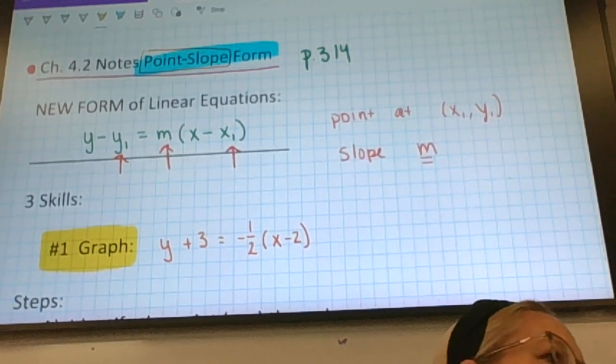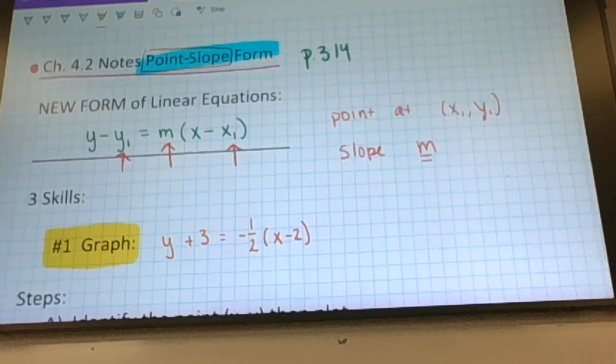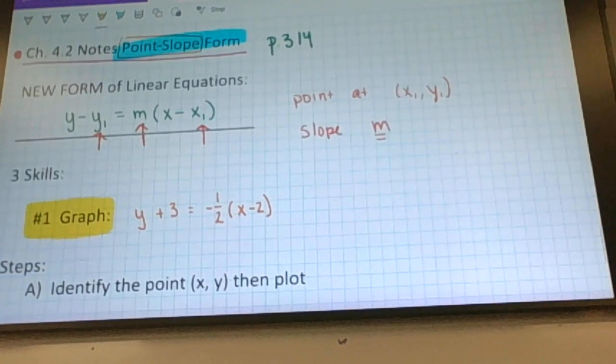All right. So given point slope form, make a graph. Step one: identify the point. Should have put x1, y1, and then plot. So you write the form right underneath here. It's supposed to be y minus y1 equals m times x minus x1.